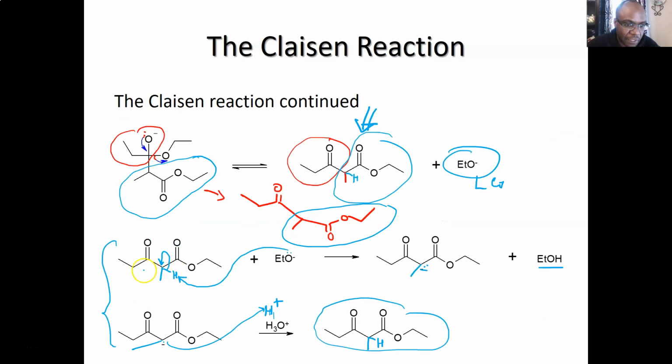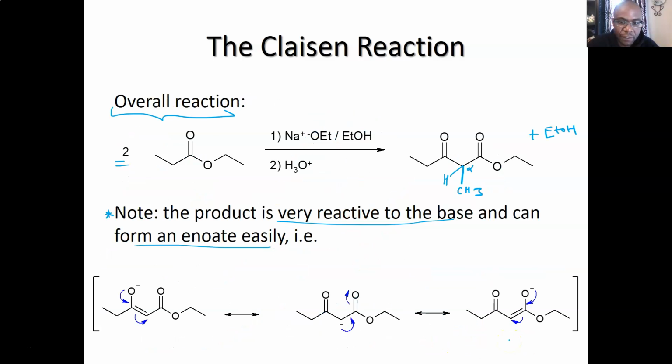That's why I said after forming your product, the product can go one more step to react with the base. You get a carbanion, which can rearrange to give you an enolate. So we stop that by adding an acid to make sure we always have our product, which is this, stopping any further reactions.